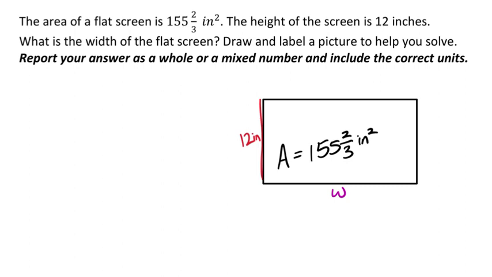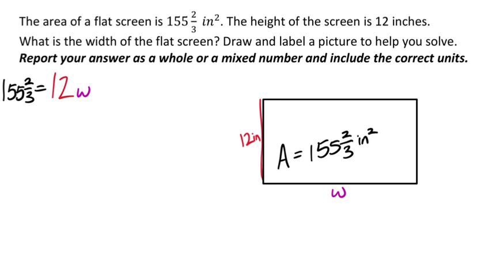It's because it's a rectangle, and the area of a rectangle is found by taking the height or length and multiplying it by the width. We have the height: 12 inches, so 12 times the width is the area, 155 and 2/3 square inches. So this is our formula, and it's just an equation now that we need to solve.